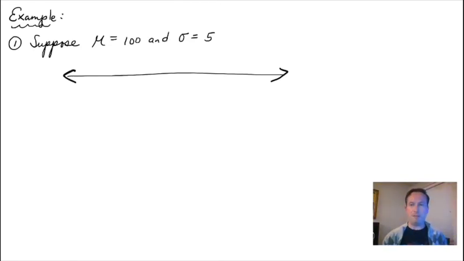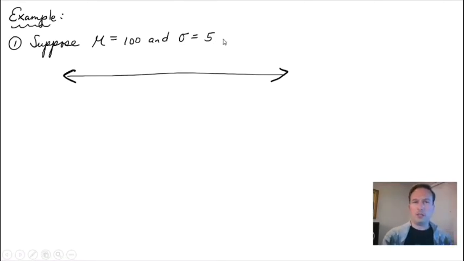Here's the handwritten example. So suppose that, now look right here, we have, remember this Greek letter mu? Mu equals 100 and sigma equals 5. Remember, what's the meaning of these? Remember, mu is the population mean. So in this example, I'm given a population type problem. So the population mean is 100 and the standard deviation is 5.